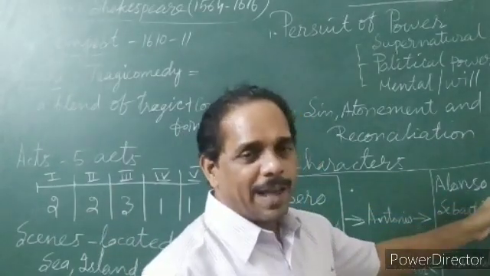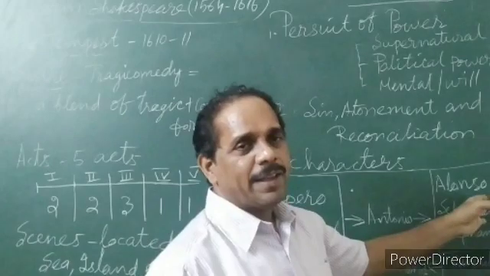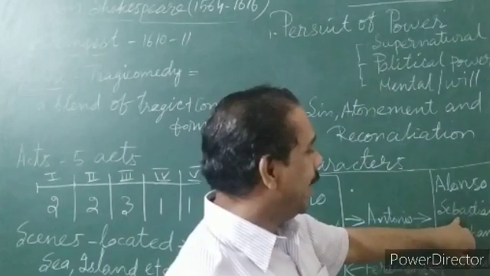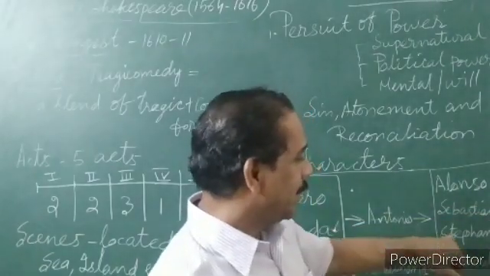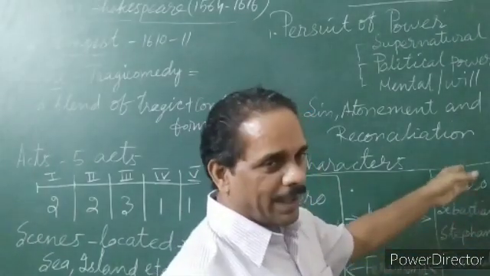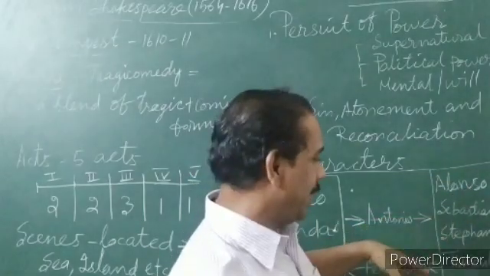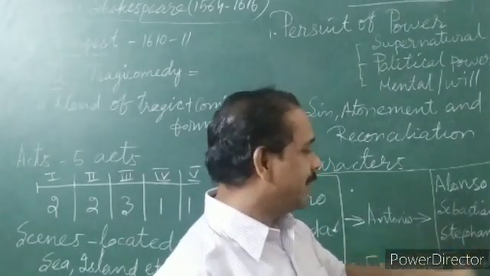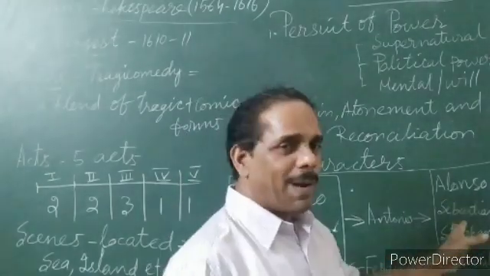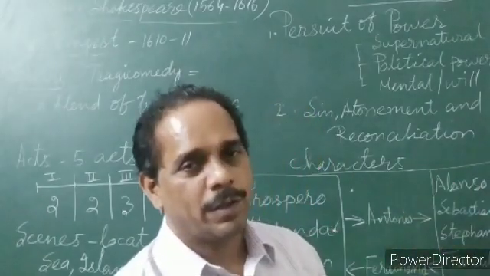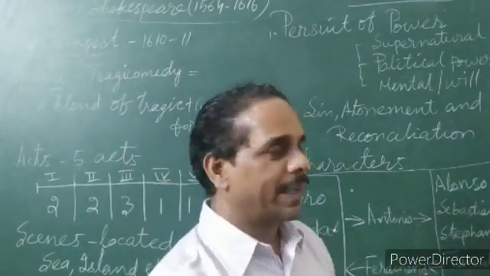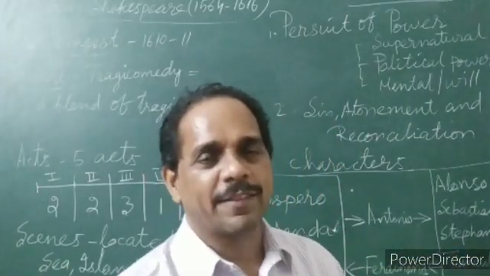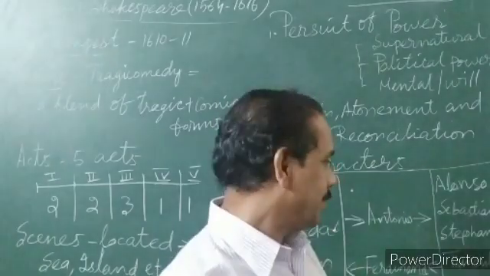Then this side you have King Alonso. Alonso was the king of Naples, and Sebastian is his brother. They are connected with the power. Then you have two funny characters, the comedians. One is Stefano. Stefano was the butler of King Alonso, the cook, one who serves and takes care of the king. And you have Trinculo. Trinculo was the court jester, the comedian of the court.